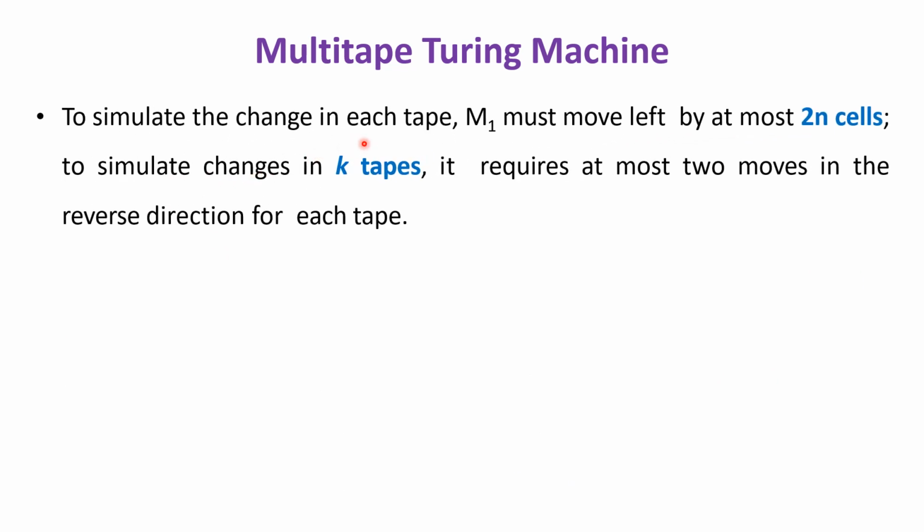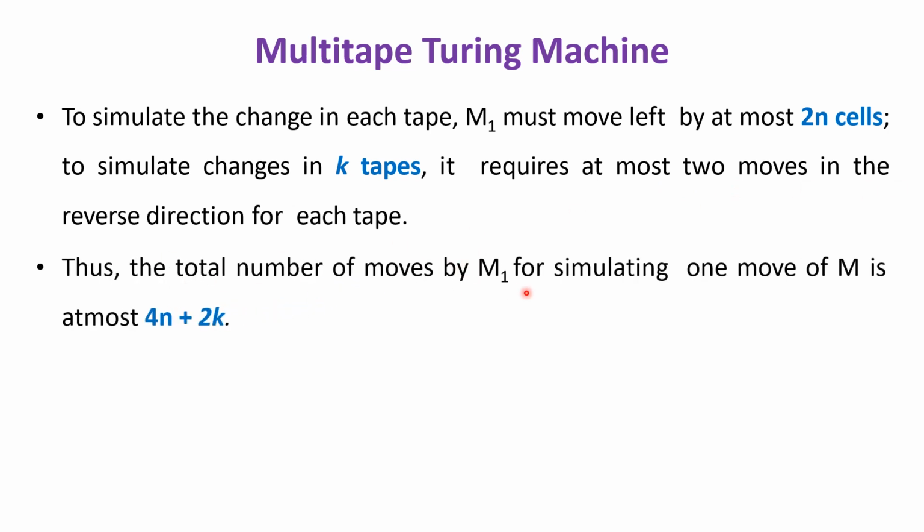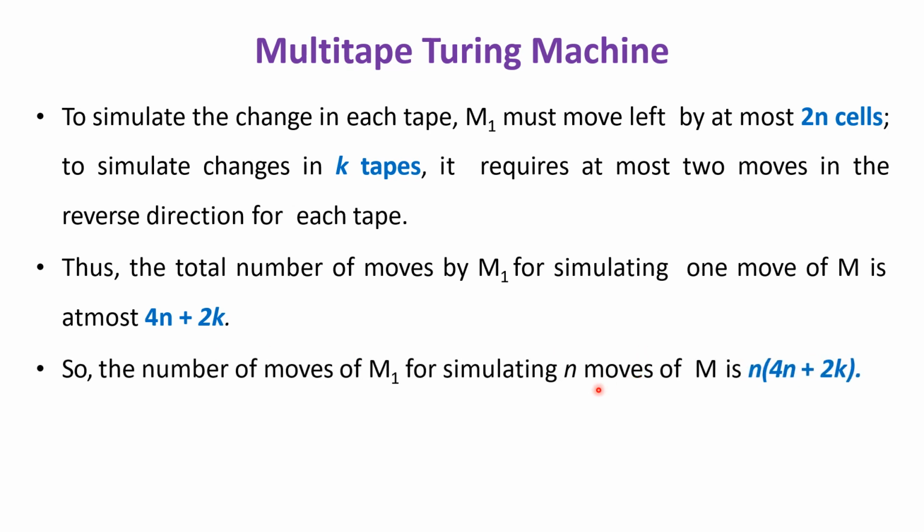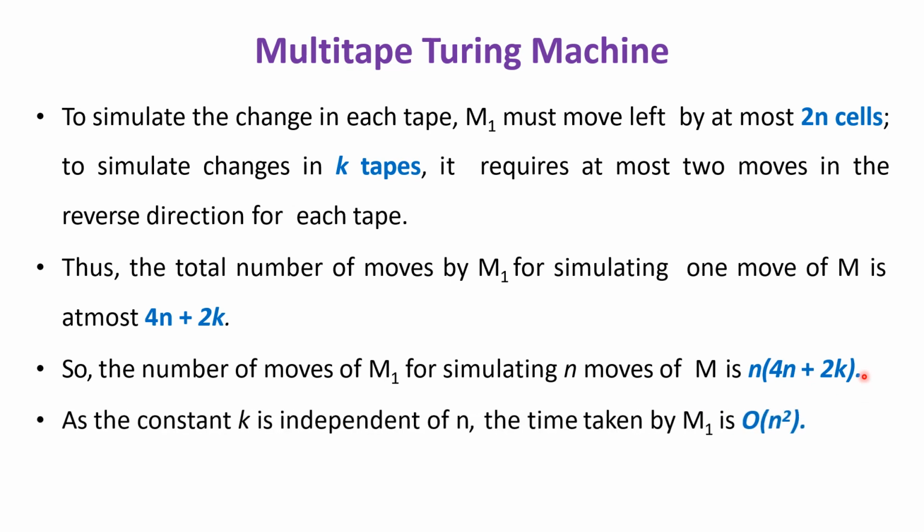To simulate the change in each tape, M1 must move at most 2n cells. To simulate changes in k tapes, it requires at most 2 moves in the reverse direction for each tape. Thus, the total number of moves by M1 for simulating one move is at most 4n plus 2k. For n moves, it will be n into 4n plus 2k. As the constant k is independent of n, the time taken by M1 is big O of n square. So this is how multi-tape Turing machine works.